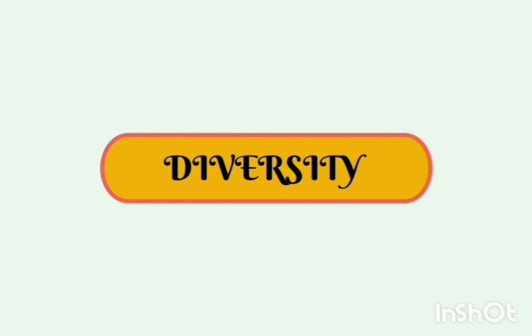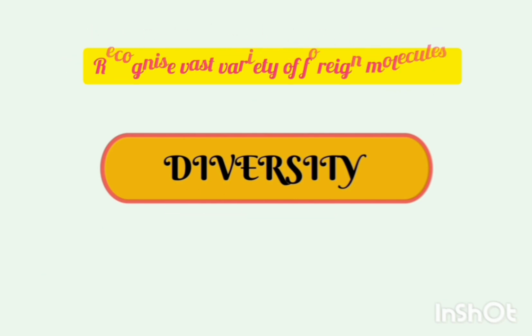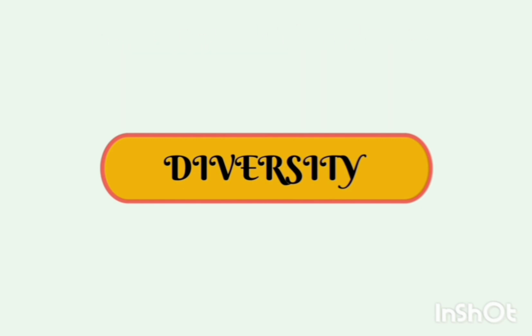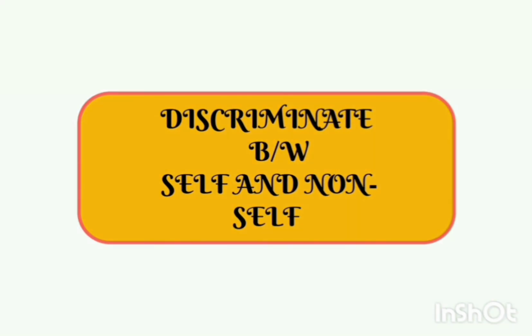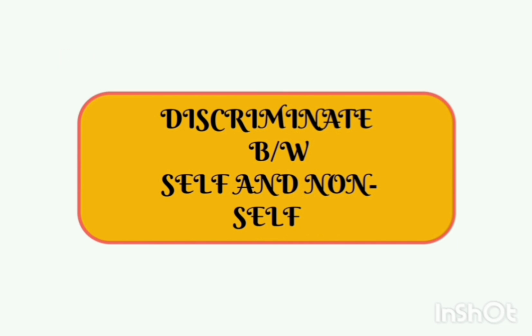So acquired immunity can recognize a vast variety of foreign molecules and antigens. Students, the next feature is to discriminate between self and non-self cells and molecules. So acquired immunity can recognize and respond to foreign molecules or cells and tries to reject them, while for self cells and molecules, this immunity does not show a response. If acquired immunity stops discriminating self and non-self cells and molecules, then a condition called autoimmune disorders results. Rheumatoid arthritis and diabetes type 1 are some examples of autoimmune disorders.